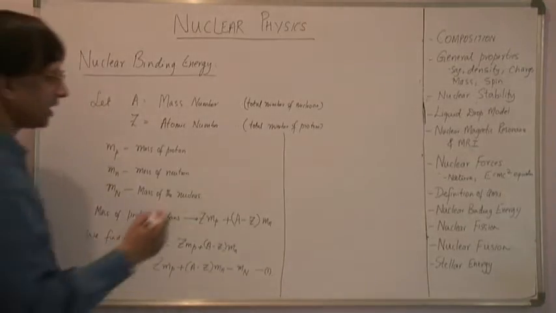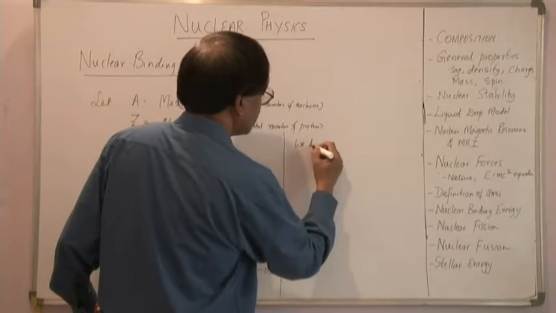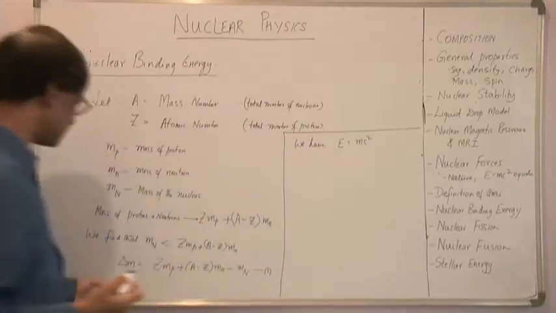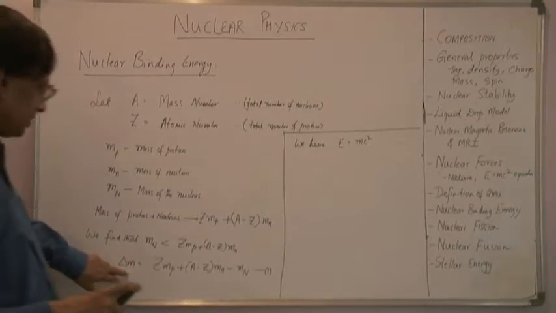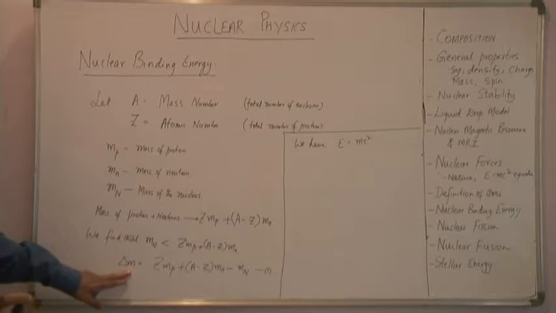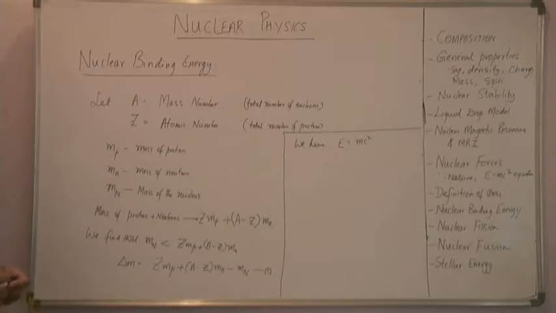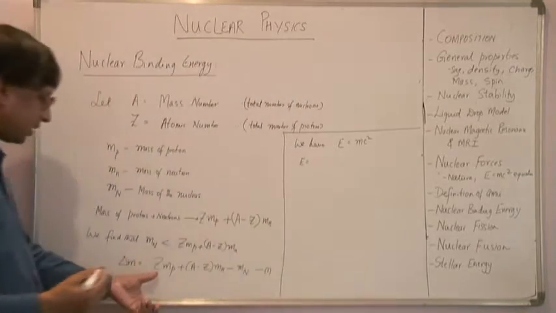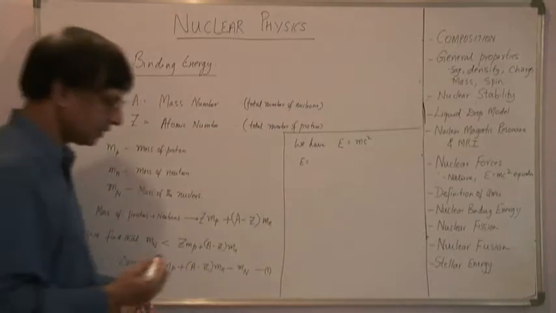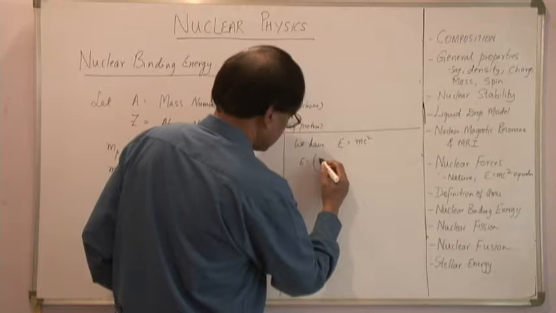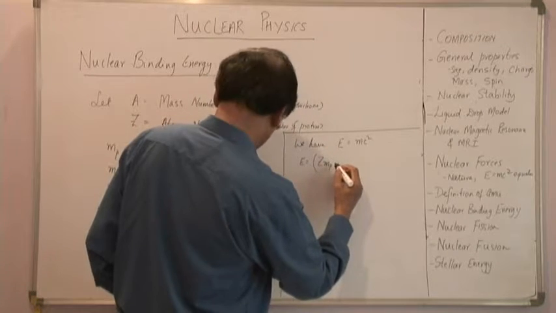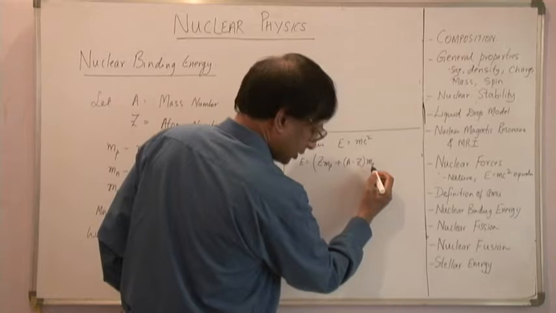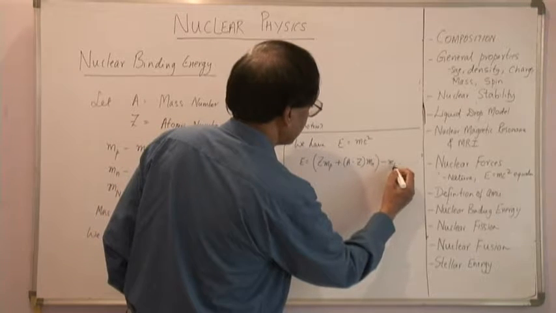Now from Einstein's equation we have E equal to mc square. So in this case I want to find the equivalent energy for this delta M, the mass that has disappeared on the nucleus getting formed. And therefore we have E in this case given by mc square. I substitute this value for m, so I get this as Z Mp plus A minus Z Mn minus capital M N.